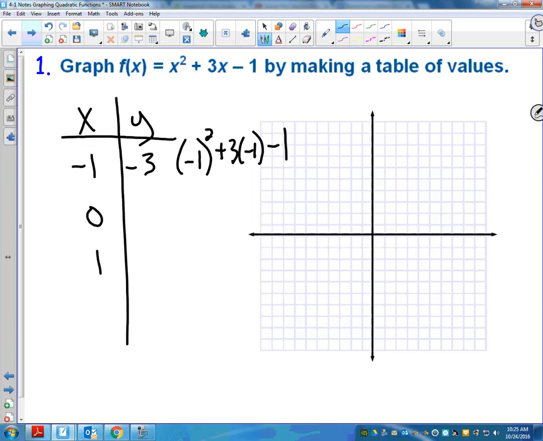If you plug 0 in there, I don't even need to type that one in my calculator, right? That one's just going to be 0 plus 0 minus 1. That's going to be -1.